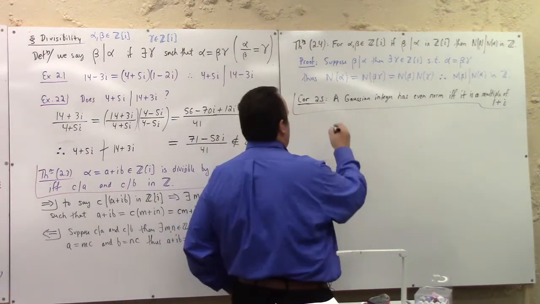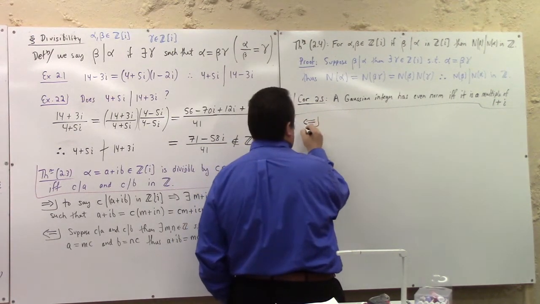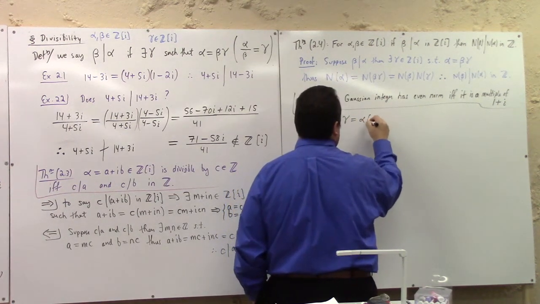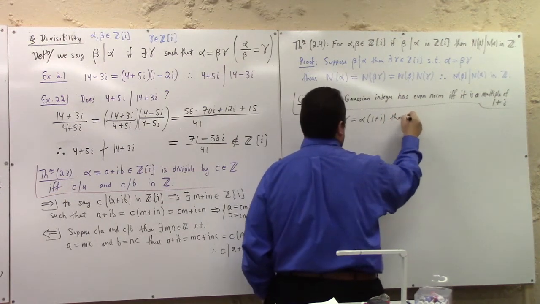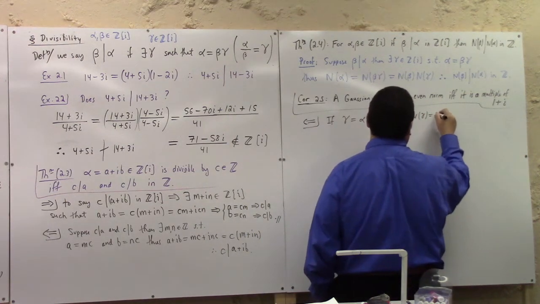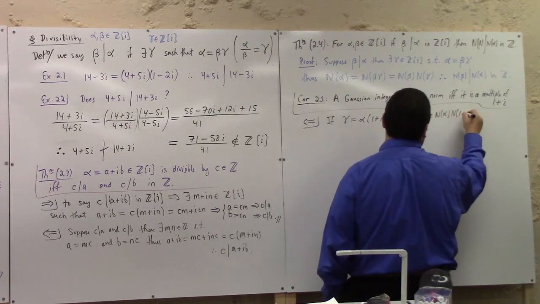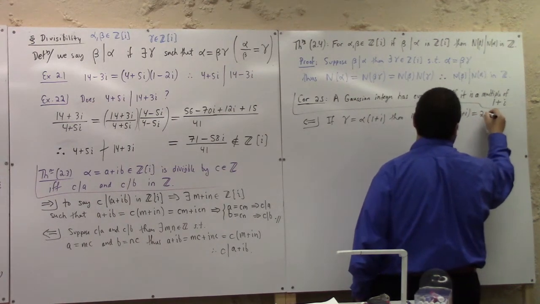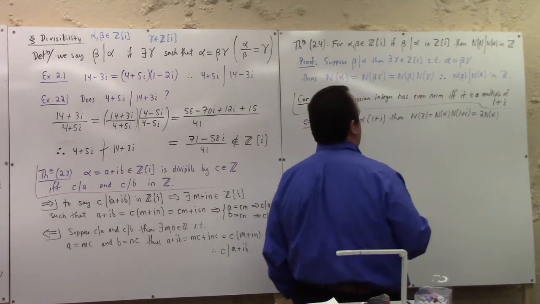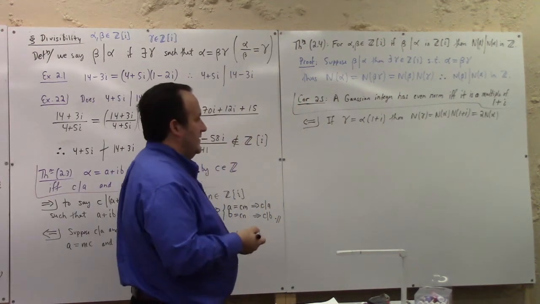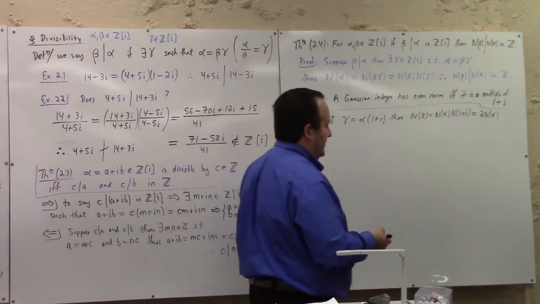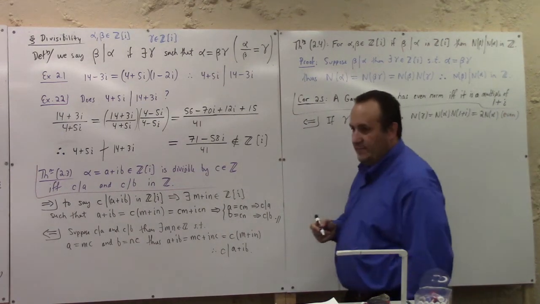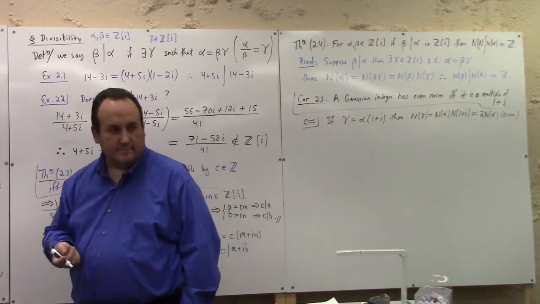So we'll do the converse direction first. It's kind of easy. If you have gamma equal to, say, alpha times (1 plus i), then what's the norm of gamma? It's the norm of alpha times the norm of 1 plus i. But what's the norm of 1 plus i? As I pointed out earlier, 2. So that shows you that the norm of gamma is even, because it's twice an integer. That's an element of 2Z.